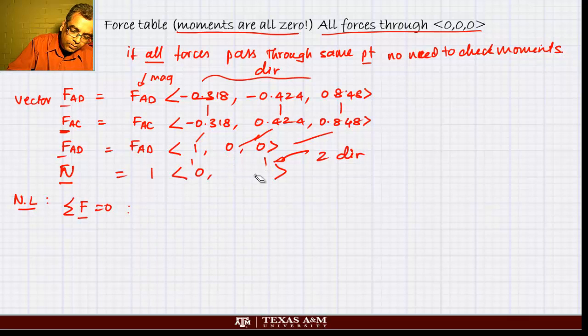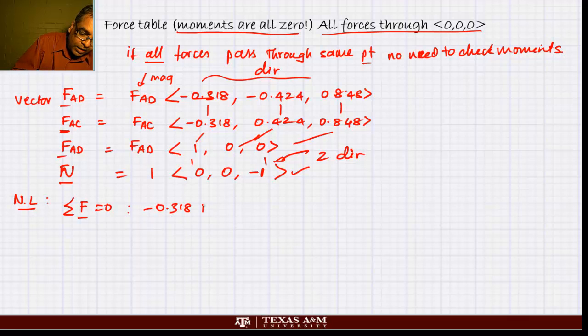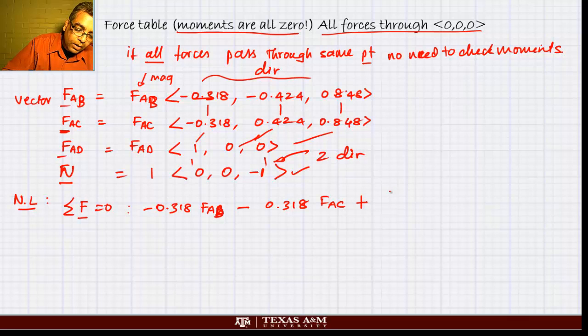So let me write these things down properly. Zero, 0, minus 1. In the previous page, I had written 0, minus 1, 0, so that's not correct. This is the correct one. Summation of all the forces equal to 0 gives me minus 0.318 FAD, minus 0.318 FAC, sorry, FAB, plus FAD equal to 0.